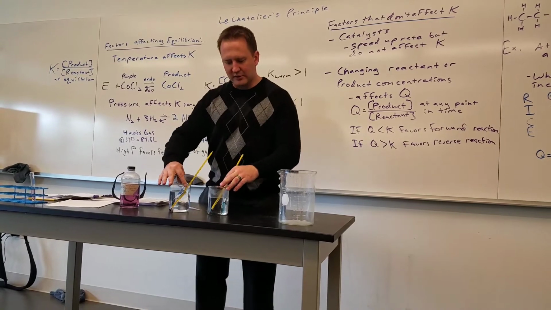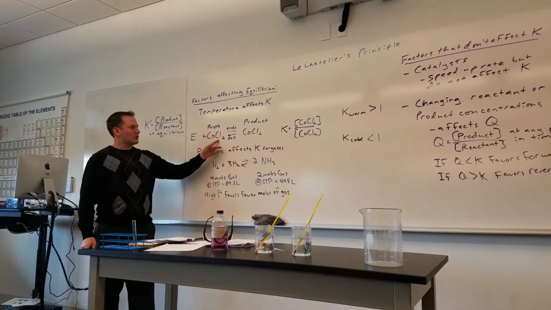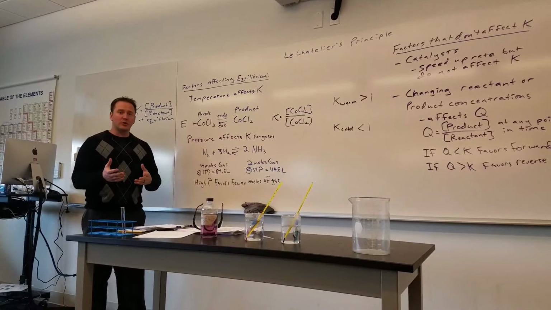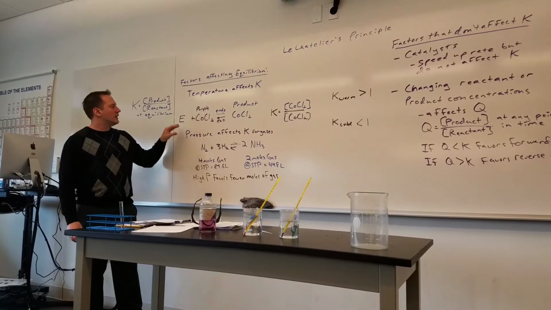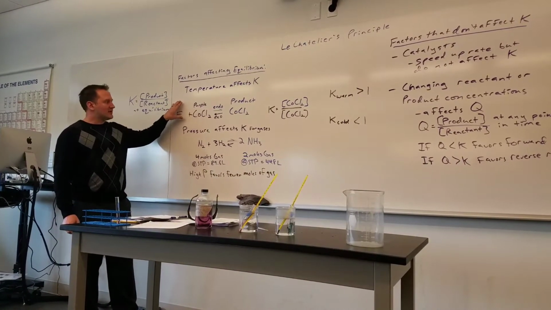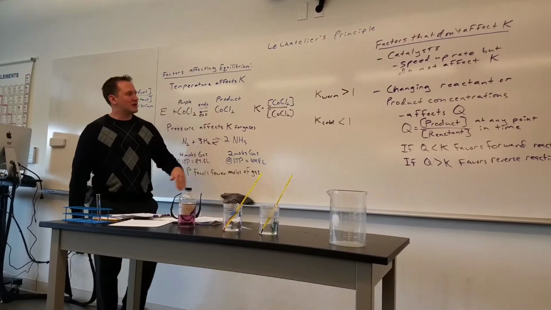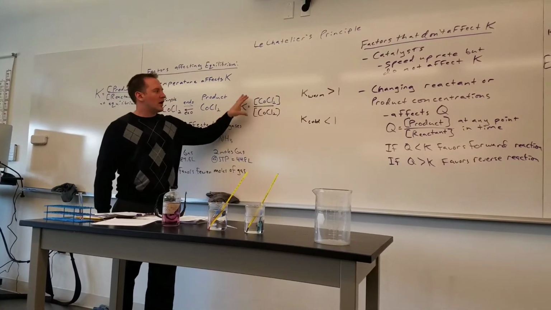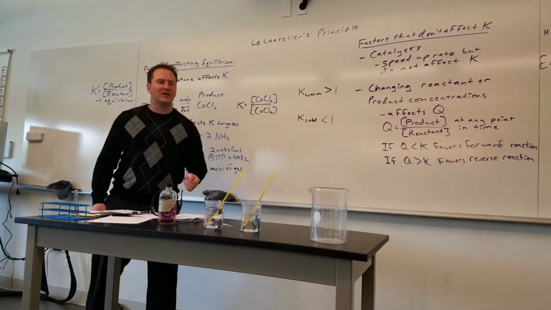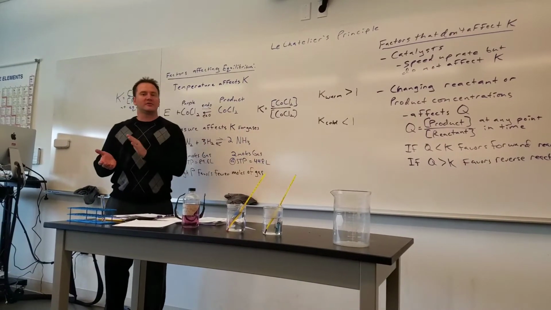I wrote that up here as this expression. When I add energy to cobalt chloride, which is what happens when you put it in warm water, I'm basically adding a reactant. What that does is push the reaction forward to make more product. So we can see that in the warm system, our K value would be greater than 1, and in the cool system, we have a K less than 1. So we can actually change that K value by changing the temperature.